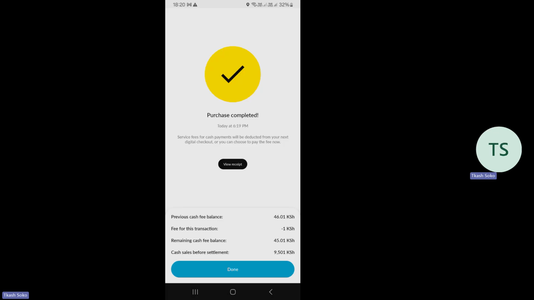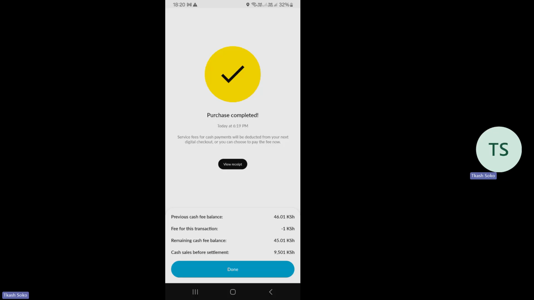So this platform comes at a very small fee to our businesses. If you compare the fee and the advantages that the platform is bringing to our businesses, I would say the fee is just but a drop in the ocean. Why? Because it is 1 shilling for every transaction 100 and below, and the fee is also 1% of every transaction that is above 100 shillings.